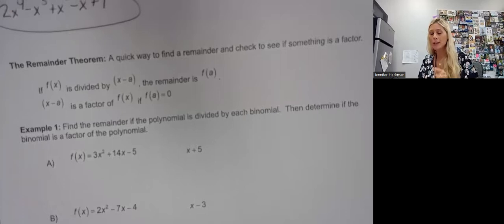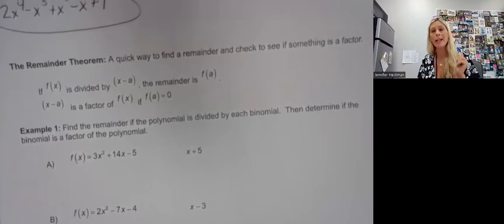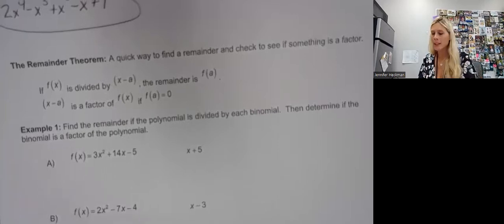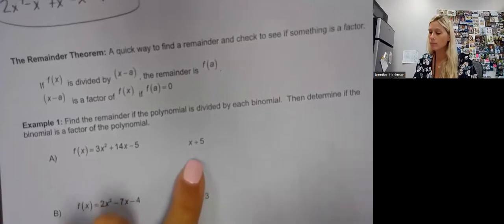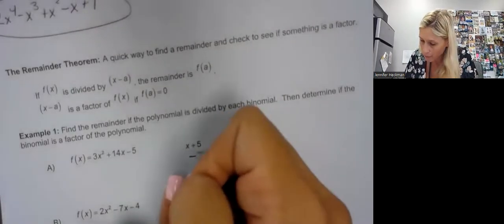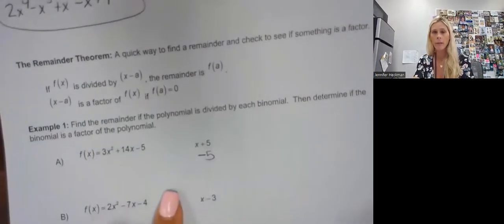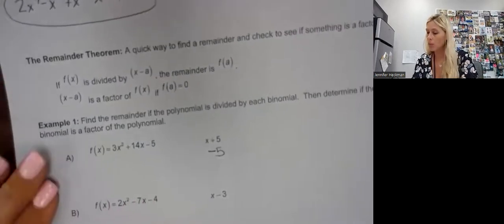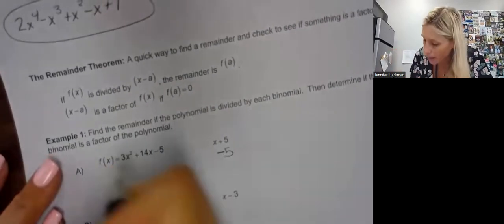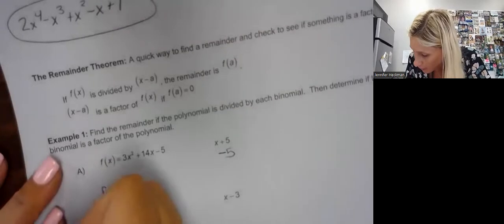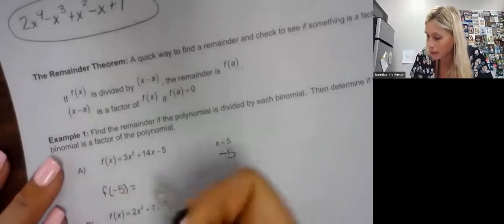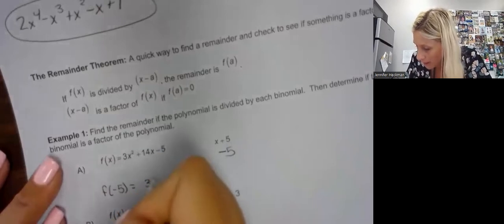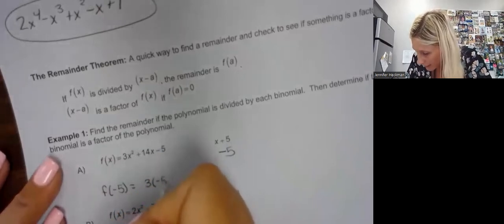So the first thing you're going to do is take what you're dividing by and say, hey, what makes that 0? So like on A here, what makes this 0? Well, x would have to be negative 5. So what you're going to do is evaluate at negative 5. So f of negative 5, of course, means to plug in negative 5 for all your x's.